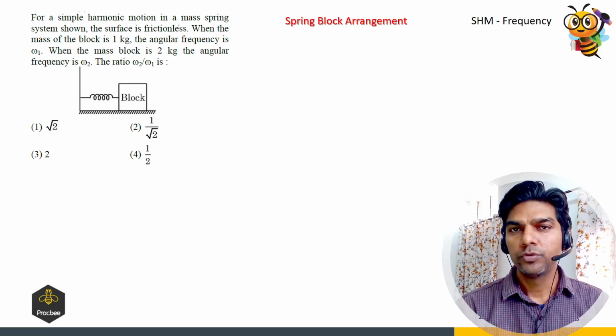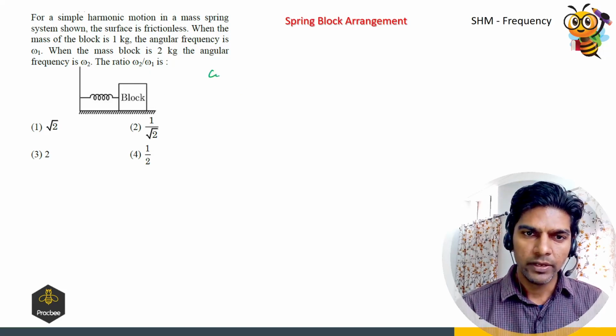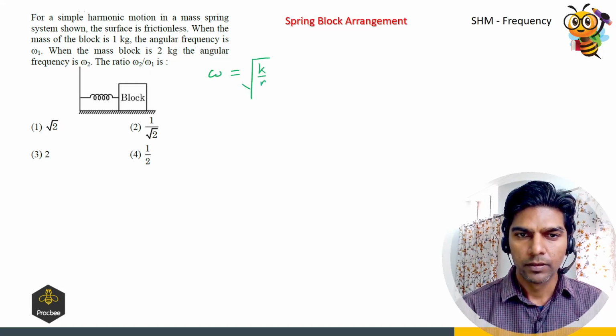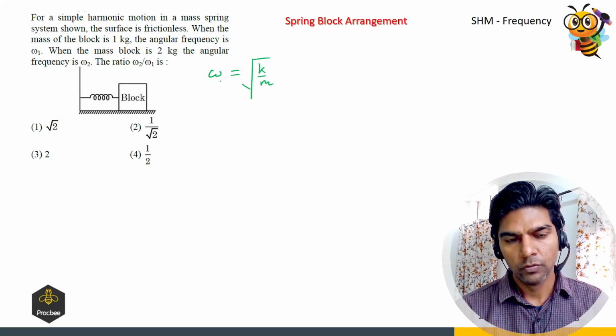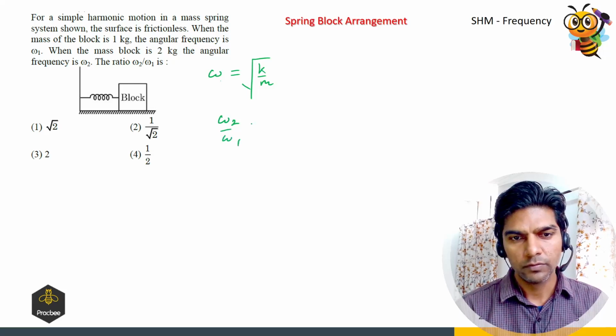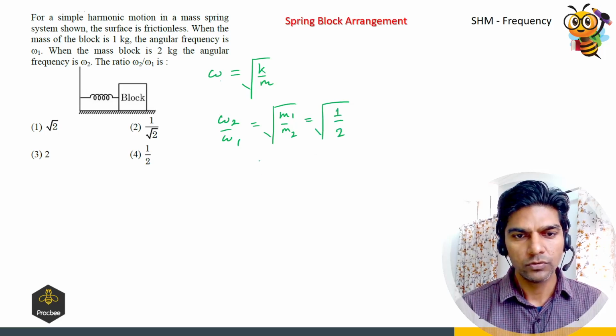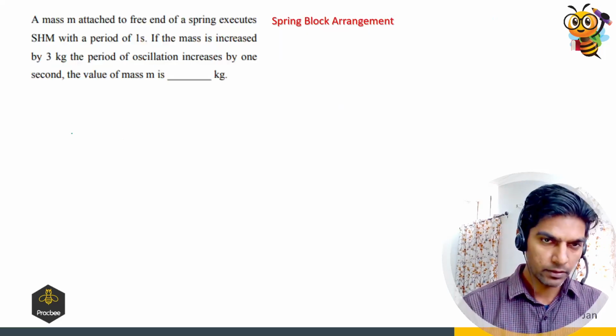For a simple harmonic motion in a mass spring system shown, the surface is frictionless. When the mass of the block is 1 kg, the angular frequency is omega 1. When the mass is 2 kg, the angular frequency is omega 2. Find the ratio of omega 2 and omega 1. Omega is given as root of K by M, and for a given spring, omega is inversely proportional to the square root of the mass. So omega 2 by omega 1 will be equal to root of M1 by M2. M1 in this case is 1 kg, M2 is 2 kg, so that will be 1 by root 2. So option 2 is the right answer.